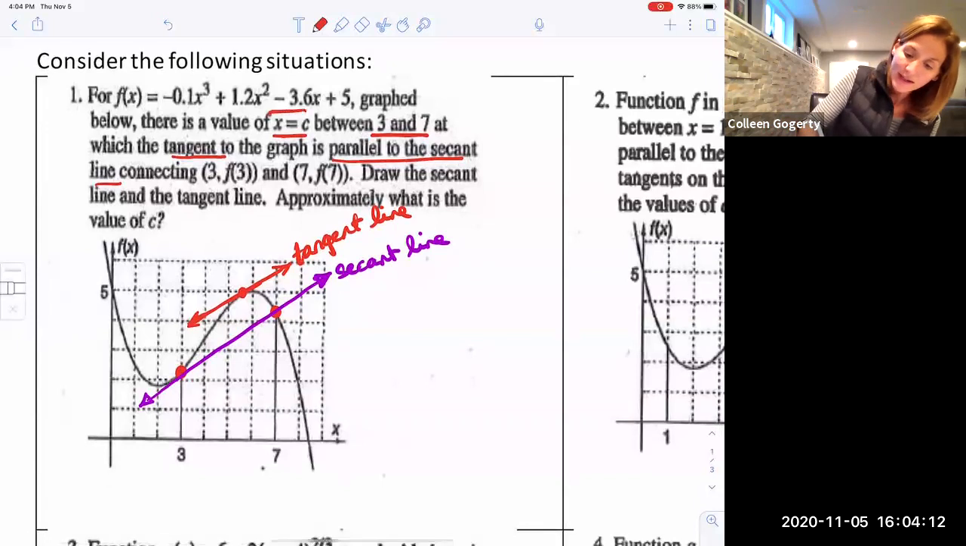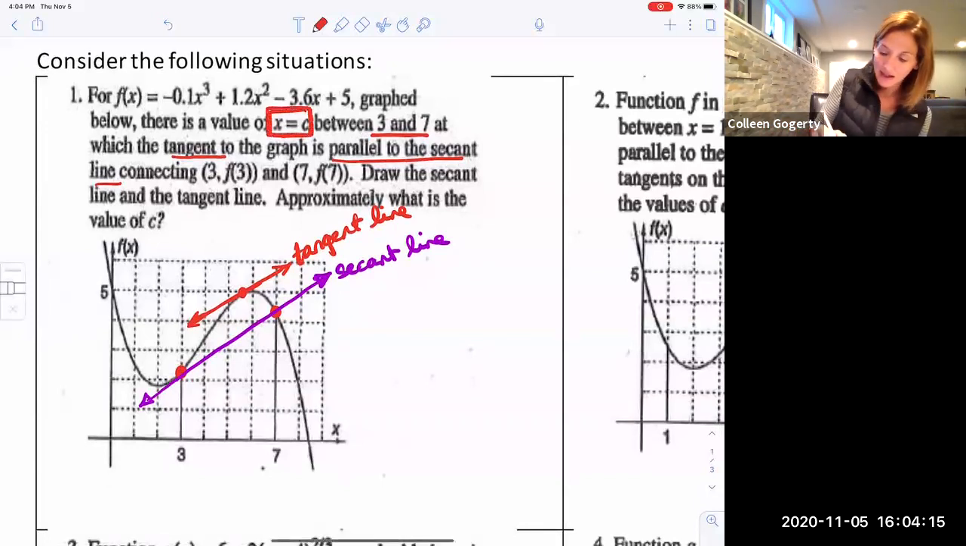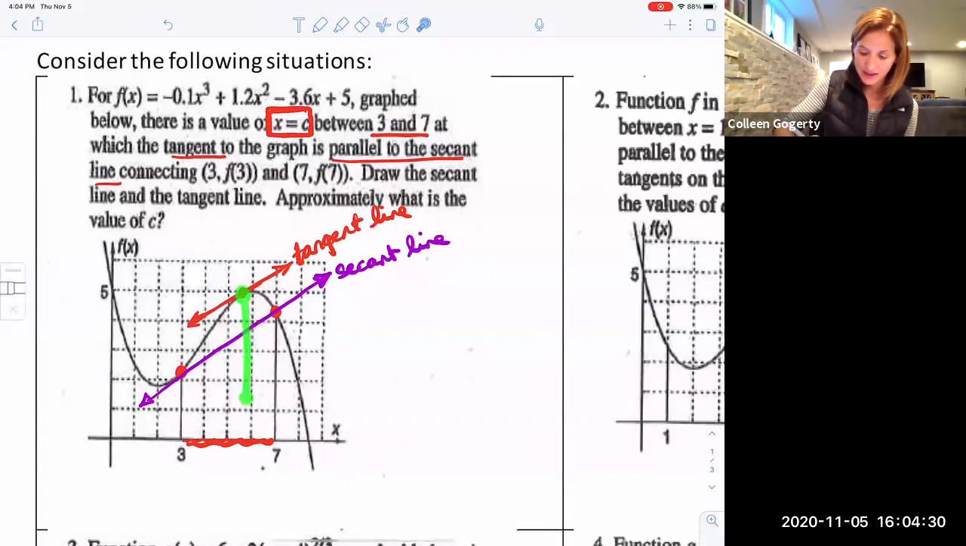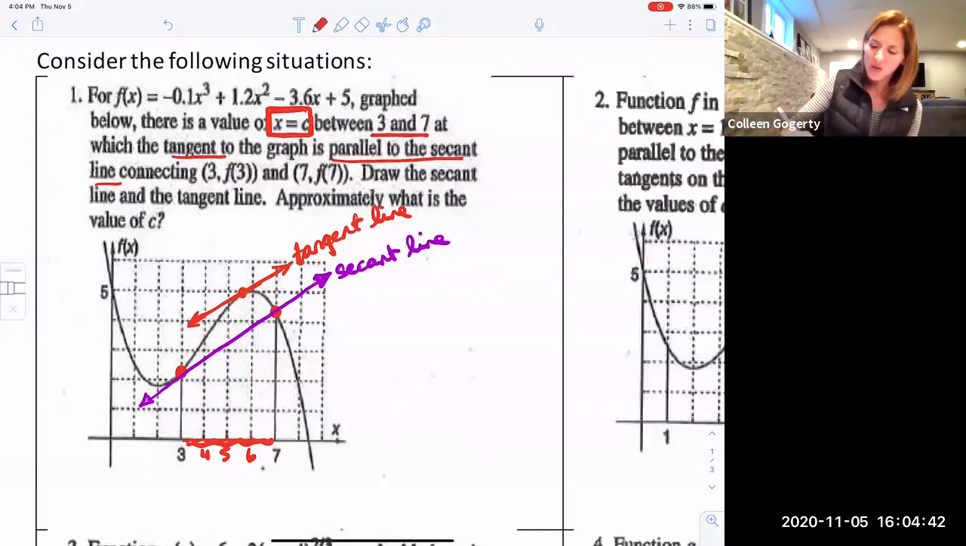In other words, what is the value of x in between 3 and 7 where we will have a tangent line parallel to the secant line that's connecting these 2 points? Well, I'm going to estimate this. What do you guys think this x value is? Somewhere, let's see, this is 4, 5, 6. So somewhere in between 5 and 6, looks a little bit closer to 6. So I'm going to say c is approximately maybe like a 5.8.